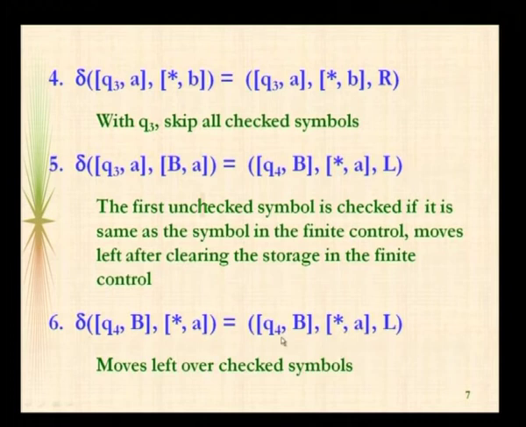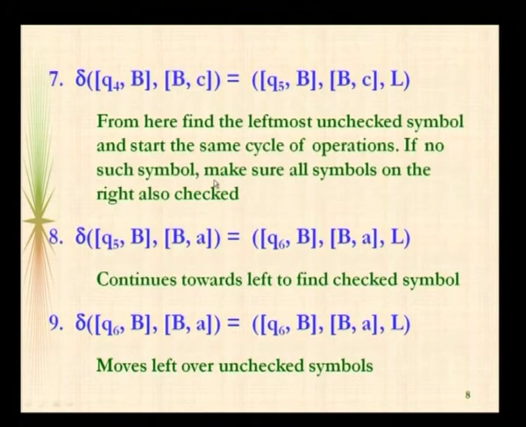But what will happen when we find a C? From Q4 if you find a C, then once again there is a need for changing the state, because after finding the C, when you are moving from right to left, it is required to skip only the unchecked symbols.